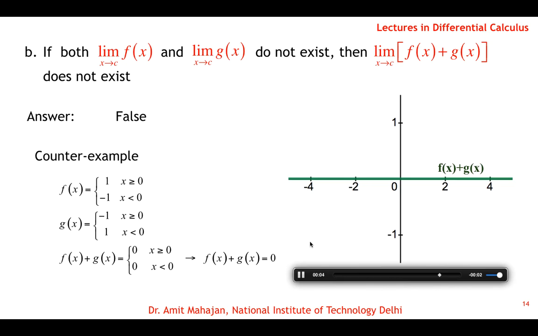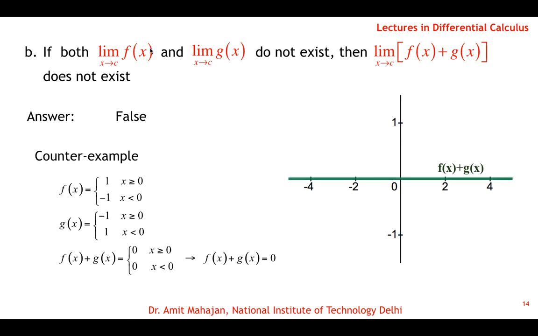So here is the plot for these three. This is the f(x) function, which is not continuous at the origin, and the g(x) function, also not continuous at the origin, but the sum function is continuous at the origin. So the statement that if the limit of f(x) does not exist and the limit of g(x) does not exist implies the limit of the sum does not exist, is not true.